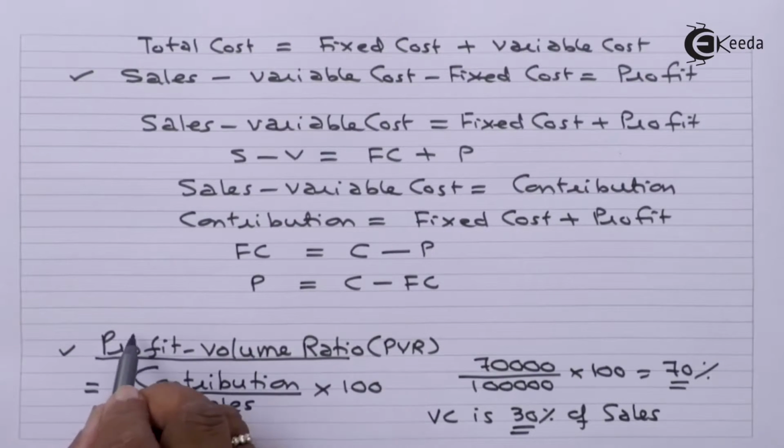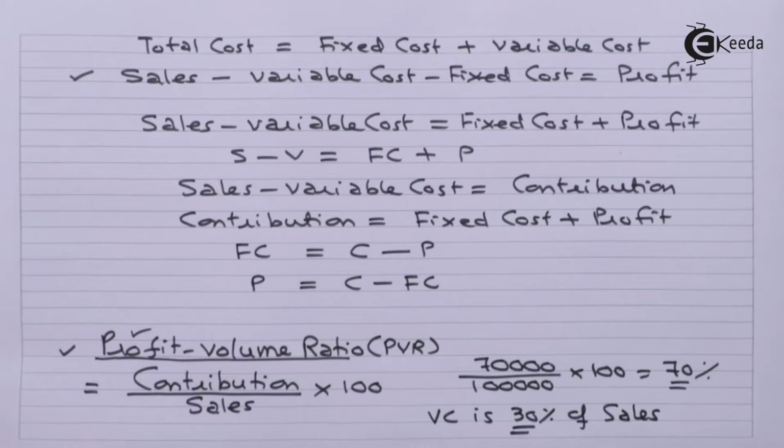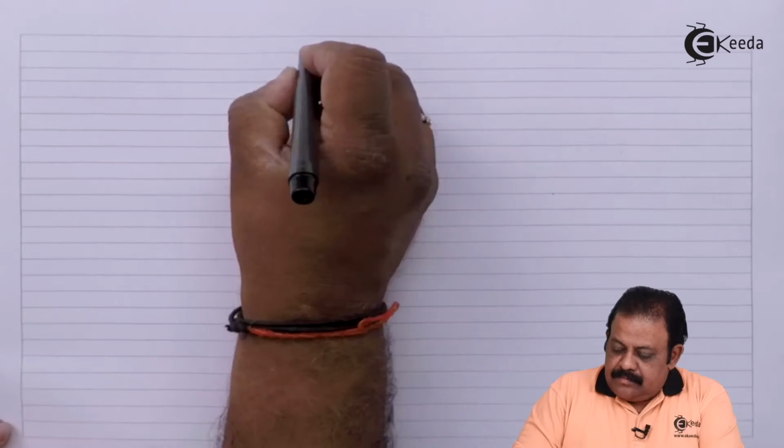Here the word profit does not mean the net profit of the business. Here profit means contribution. So we are required to be careful while using this formula. We should not assume profit here as net profit. Profit means we have to consider it as contribution. That is, sales minus variable cost is equal to contribution upon sales multiplied by 100. So this is an important formula called profit volume ratio.